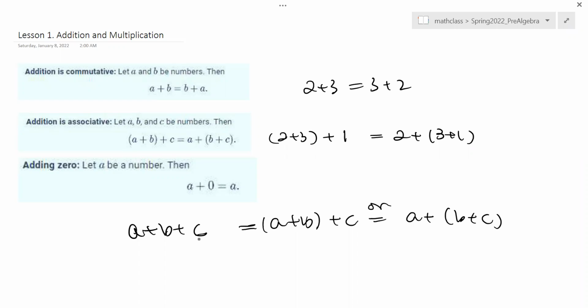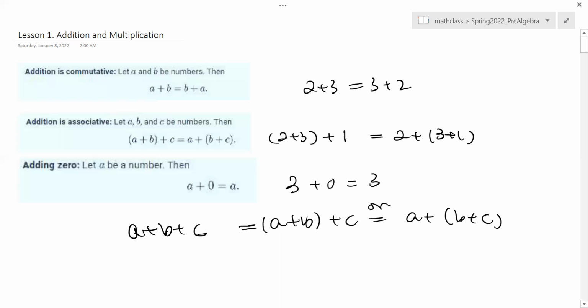But here, to summarize, zero is some number that, if we add it to any number, does not make any change. That number is called zero. So a plus 0 equals a. And that's obvious, right? Your parents already told you that 3 plus 0 equals 3, because 0 is nothing, right? That's okay.